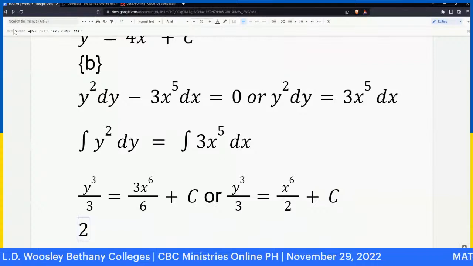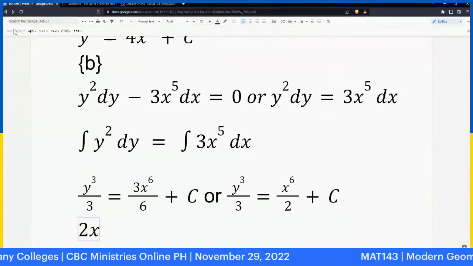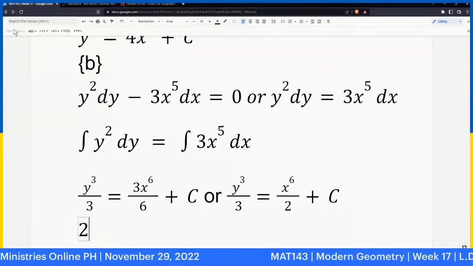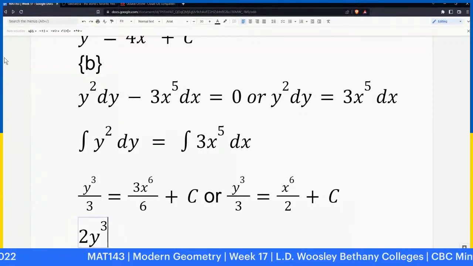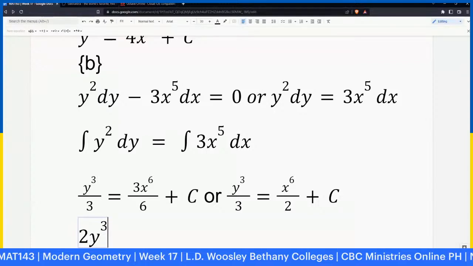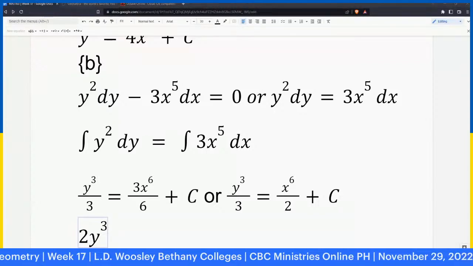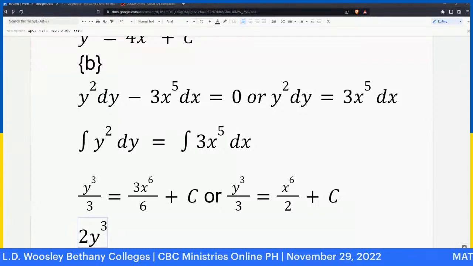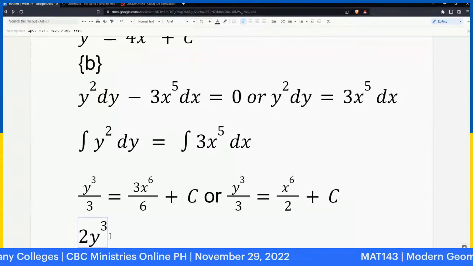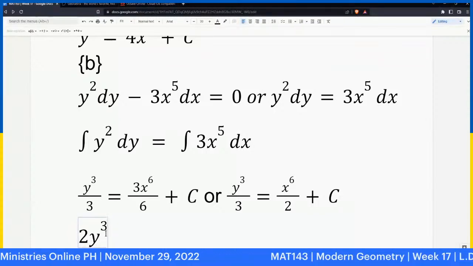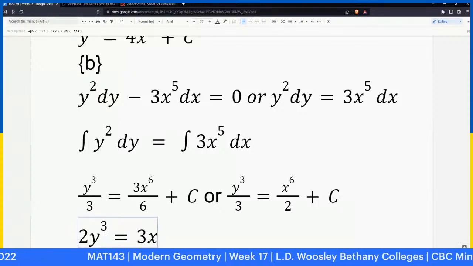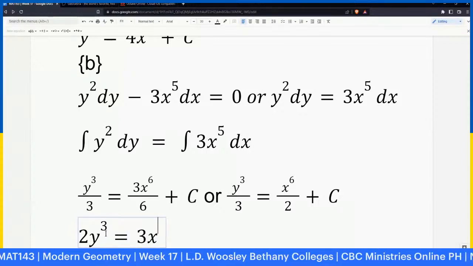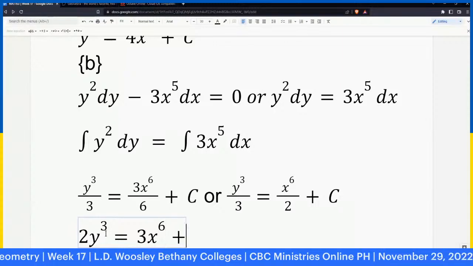Okay, correct. 2y cube. Okay, wait. 2y cube is equal to 3x to the 6 plus c. Alright, correct.